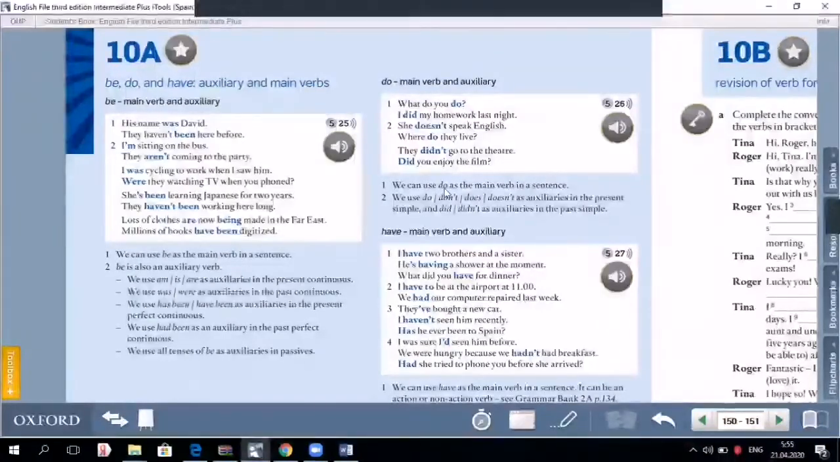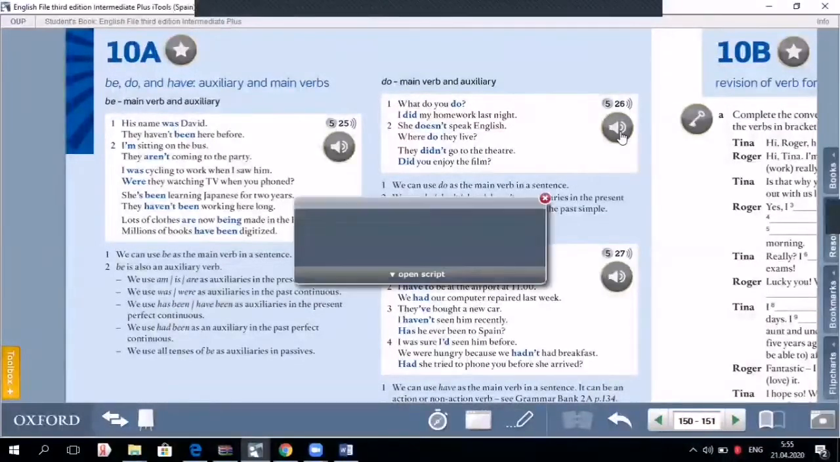Clear? Then the verb to do. Again, let us listen to the sentences.